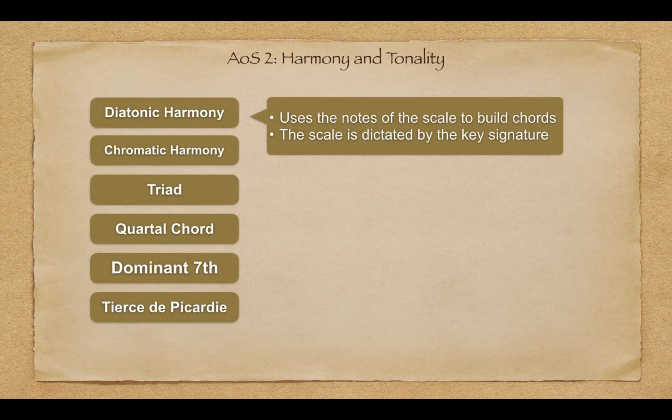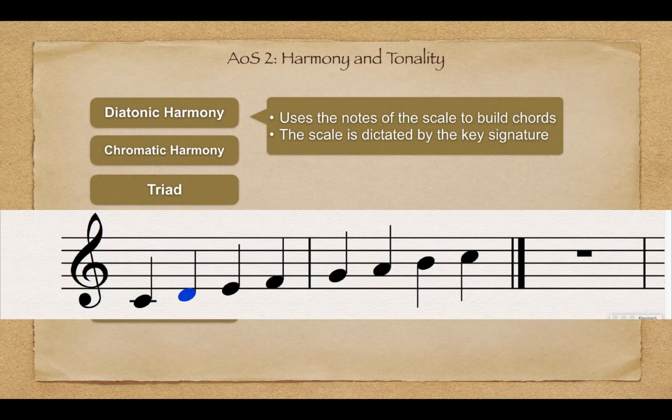Diatonic harmony. Diatonic harmony uses only notes of the scale to build chords. The scale is dictated by our key signature. So, if I have a C major scale, and I want to build a chord on the 6th degree of the scale, then I can only use the notes of the C major scale to build that chord.